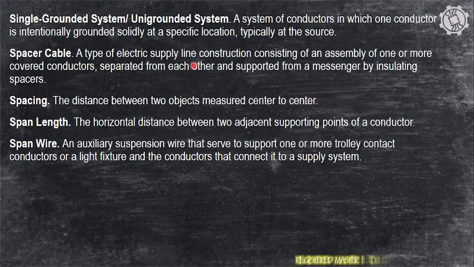Then spacer cable: a type of electric supply line construction consisting of an assembly of one or more covered conductors separated from each other and supported from a messenger by spacers. If you have seen transmission lines with spacers in the middle, that is what we call spacer cables. Spacing: the distance between two objects measured center to center.